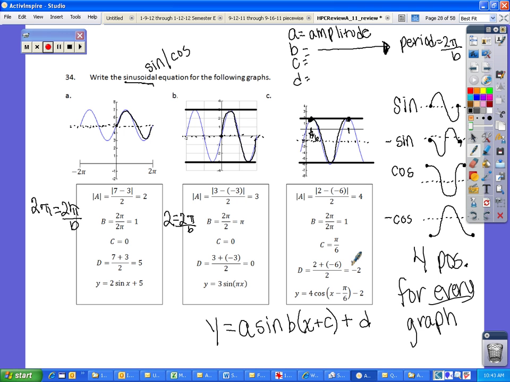So if you had to describe these transformations, your description would be a vertical stretch by a factor of 4. It would be a phase shift to the right, pi over 6, and it would be a vertical shift down 2. Okay, so if you had to, that's called describing. In this case, it doesn't say to describe them, but there is a possibility you may have to describe them.